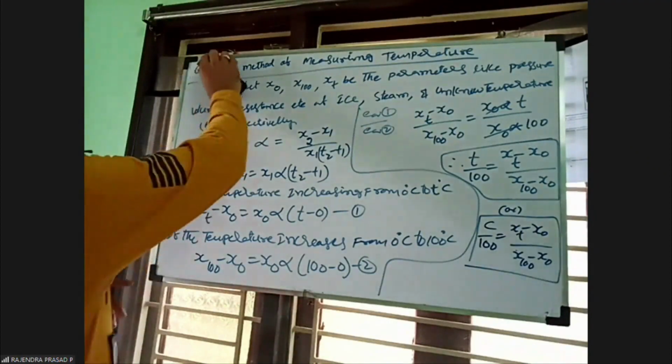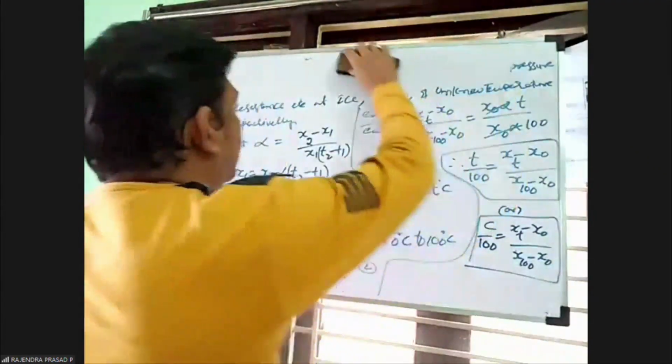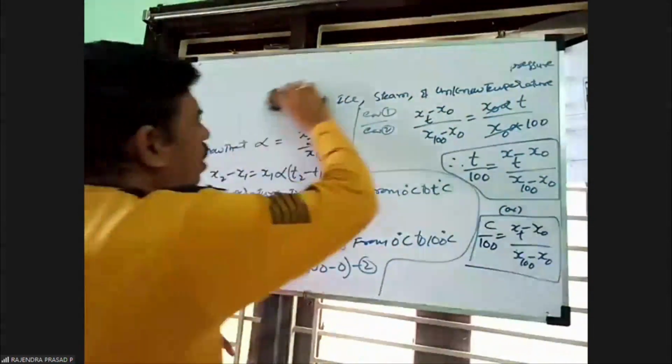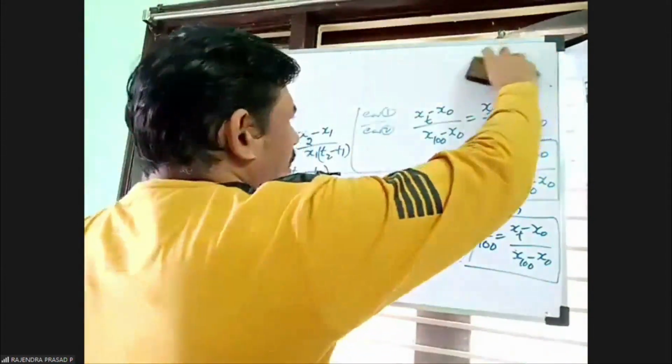Sir, what is X here? X is the type of parameter, any parameter like pressure, volume, temperature.